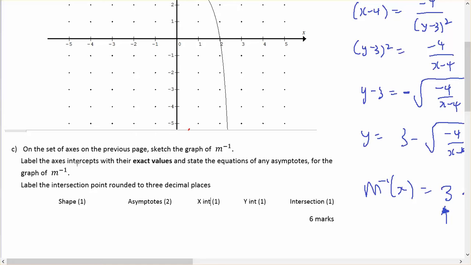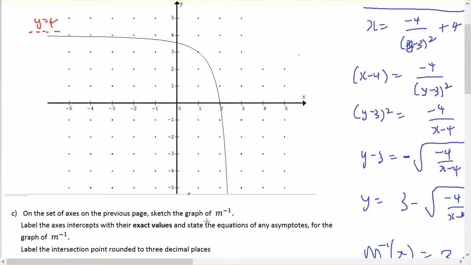Part C says on the same set of axes, graph the inverse, label the intercepts with their exact values, and state the equations of any asymptotes for the graph. Label the intersection point, rounded to 3 decimal places. So I can use my calculator.